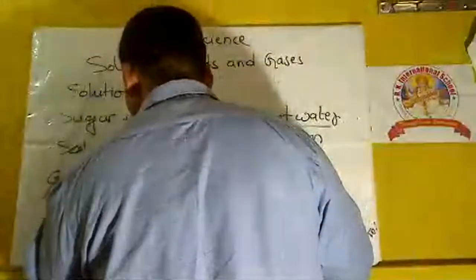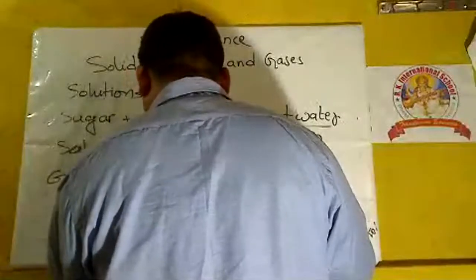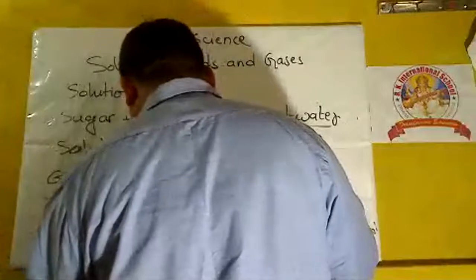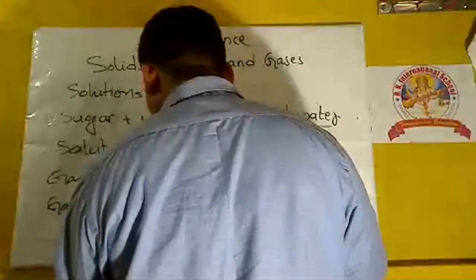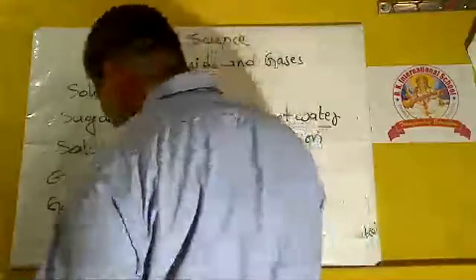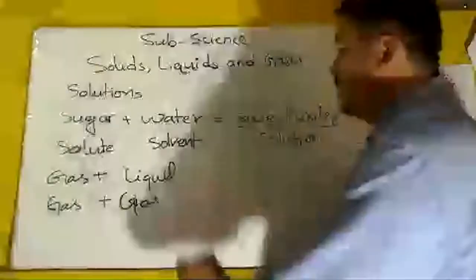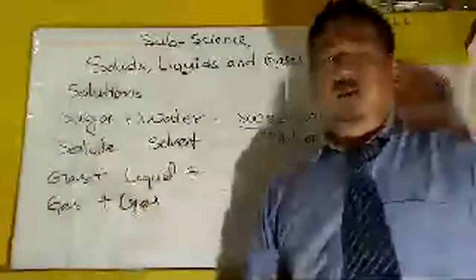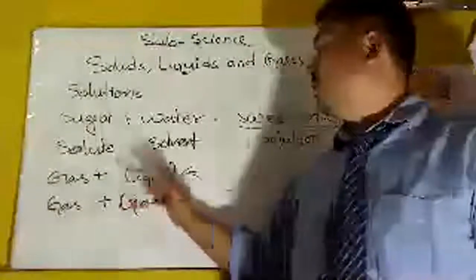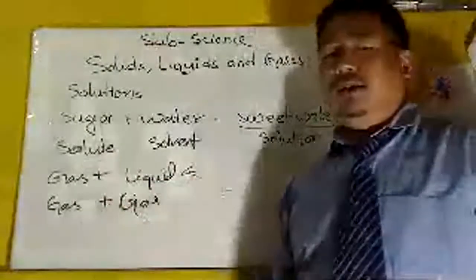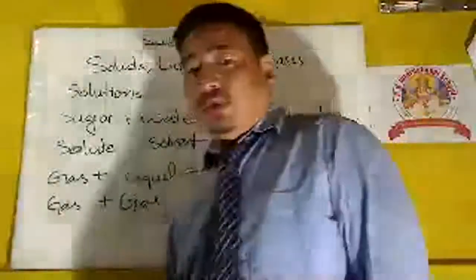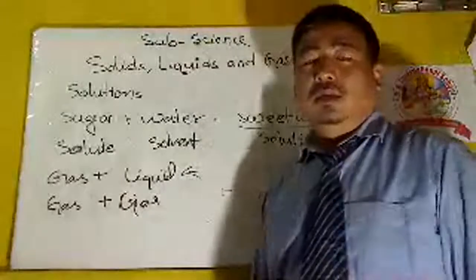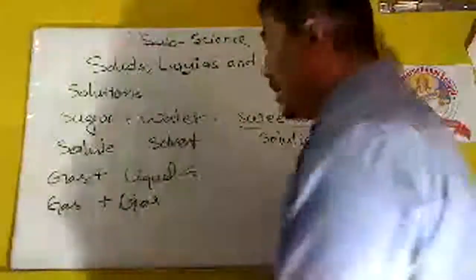And lastly, here we have gas plus gas. In this main example, we learned solid can be mixed with liquid, and next we learned liquid can also be mixed with liquid. But here we are going to mix gas with liquid. Now, can we mix gas in liquid? For example, we can take the example of water.